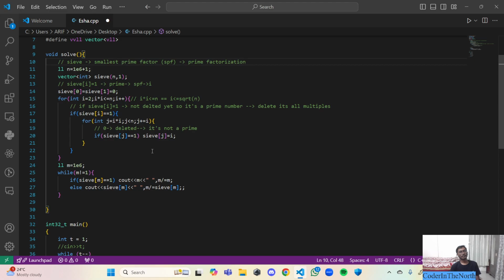So this is it. This is for today. In the next one, maybe we'll cover divisors, something related to divisors. I'll try to find some problems related to this where we have to use the concept of smallest prime factor or prime factorization, and we'll try to solve those problems also. So that's it for today. Thank you.